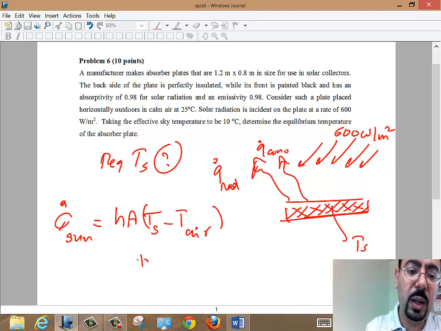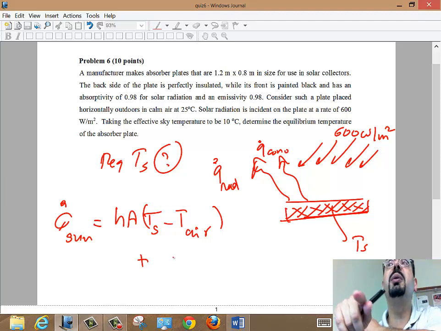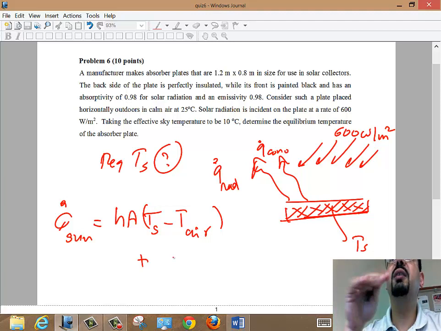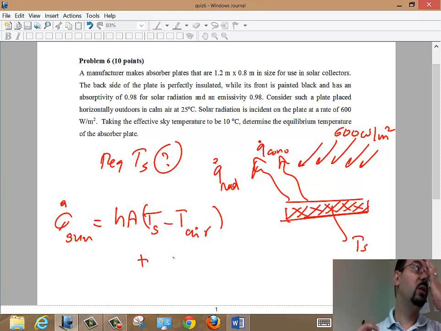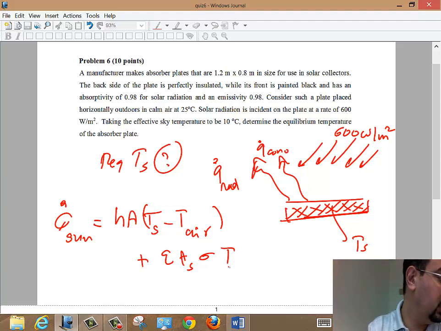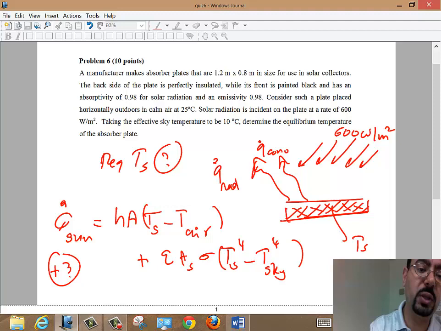Plus, this is Q convection, plus Q radiation. And if we open those tables for infinite cylinder and two infinite spheres, the first one was a body surrounded by a huge enclosure around it. And if you remember, I told you this is perfect for something radiating to the whole sky or to the whole building around it. So we will use this: epsilon A_S multiplied by sigma times T surface to the power 4 minus T sky, or T surrounding, to the power 4. So writing this equation, that's already 3 points out of 10.